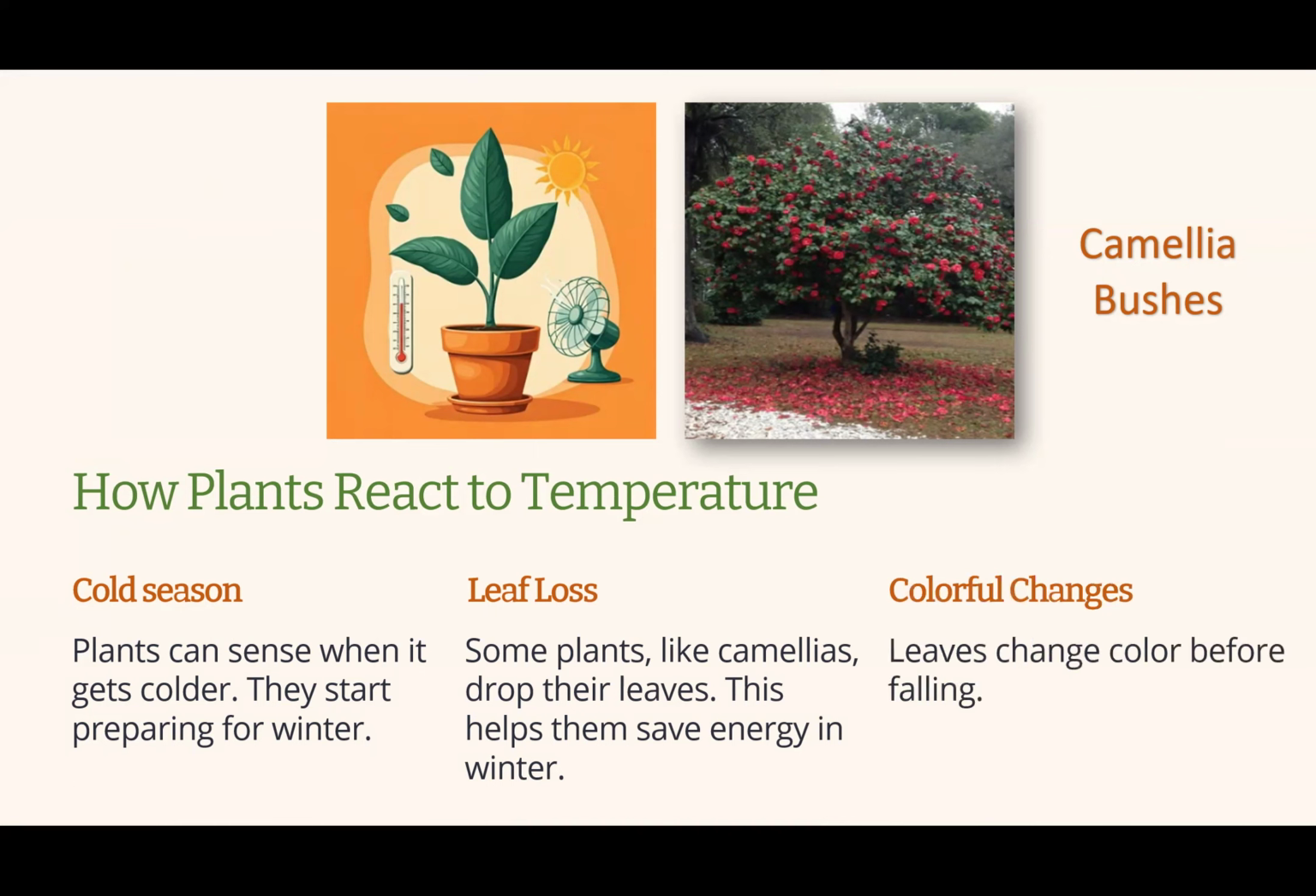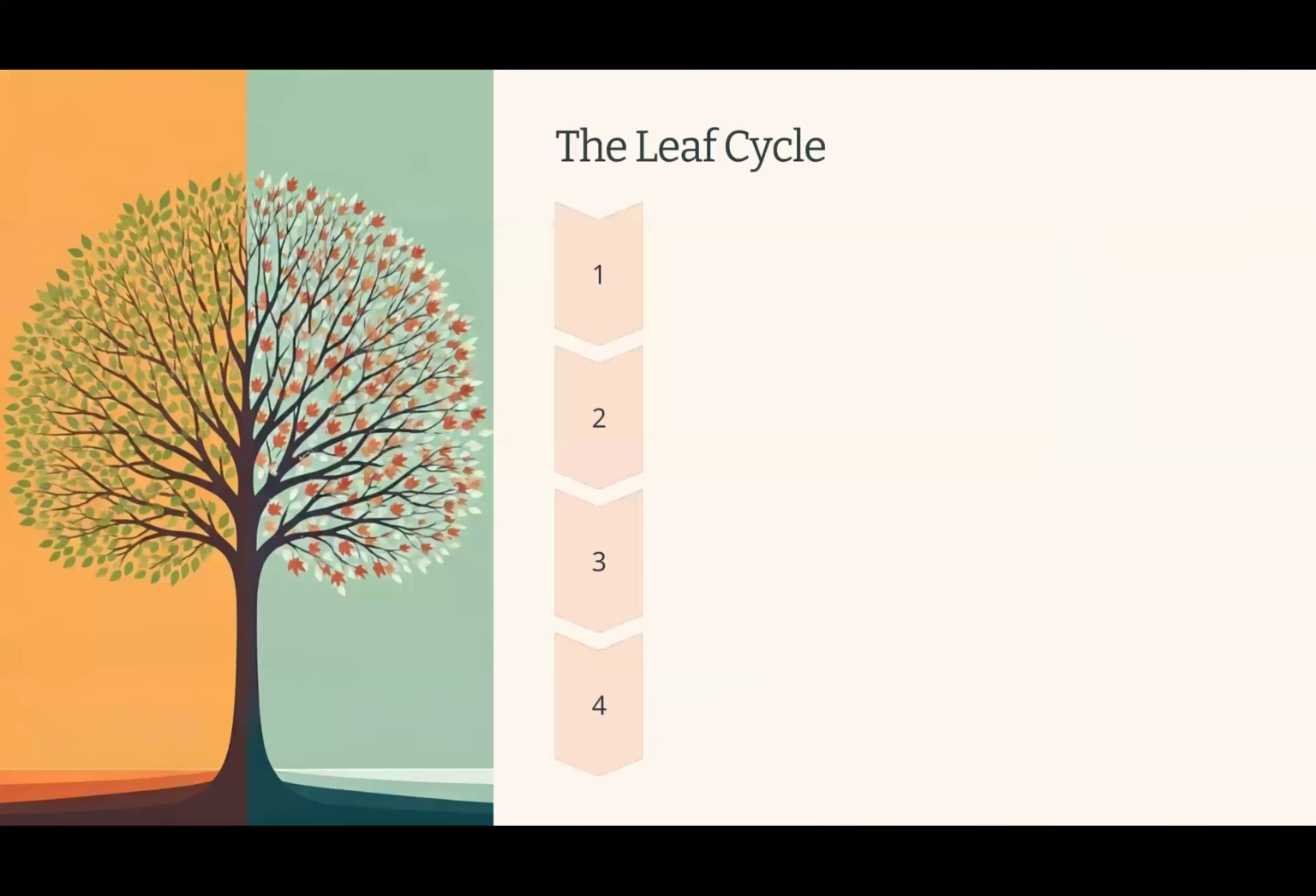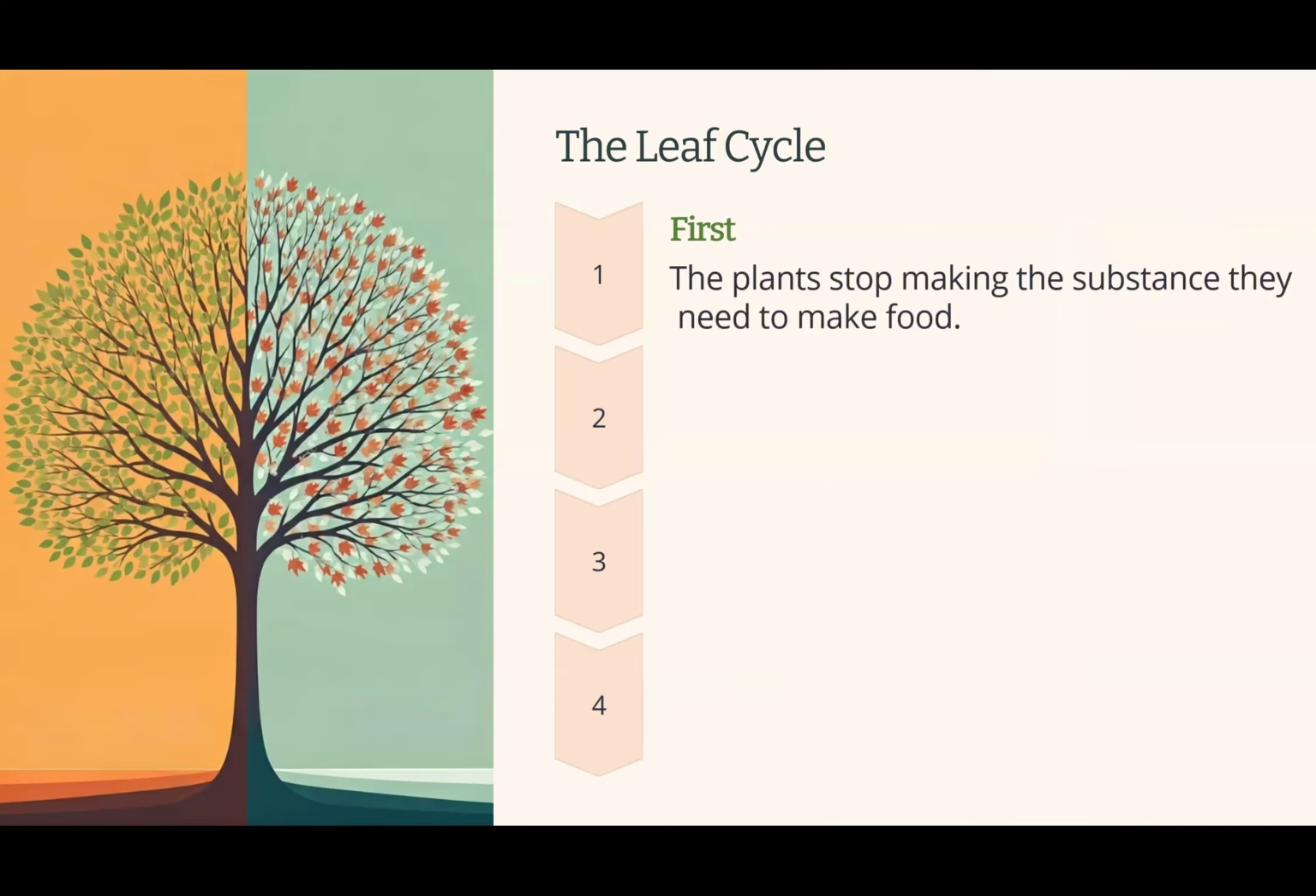Colorful changes. Leaves change color before falling. Why? What do you think? Why are the leaves changing color? You know, the color of the leaf is green. So let's see why it is changing color. First, the plants stop making the substance they need to make food. As you know, the leaves are responsible for making food for the plants. How do they make food?